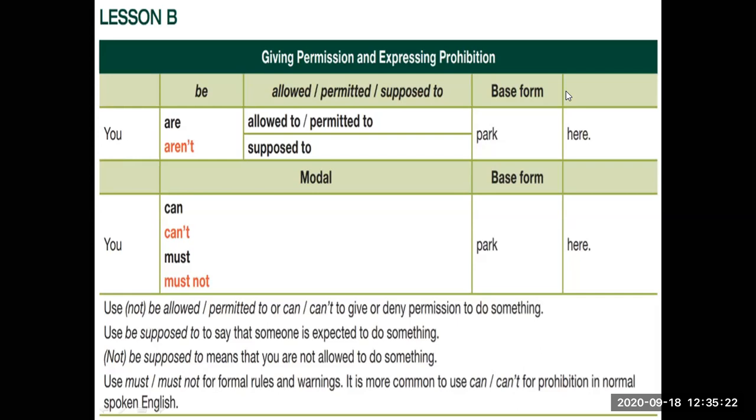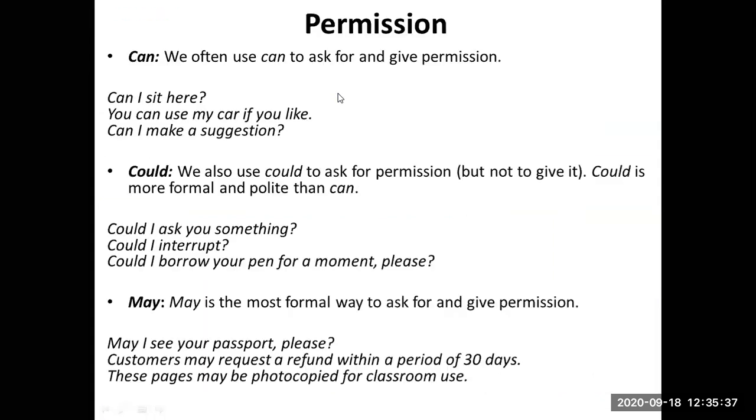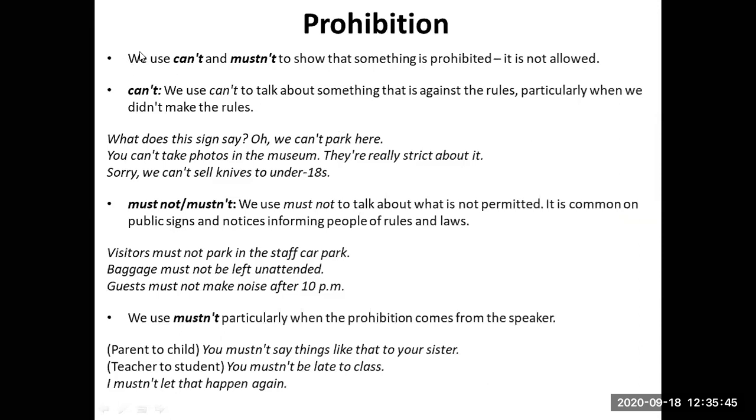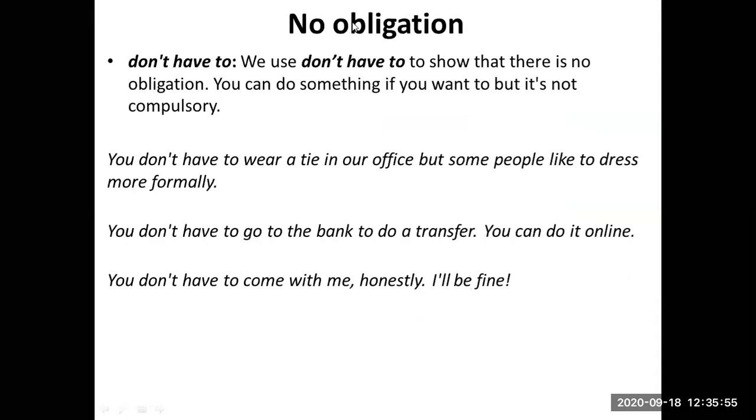If you have any question about this part, you can ask me through WhatsApp or via Gmail. Here you have more explanation. As you remember, we are only using the verb to be, can or must, but here I give you more examples. When you are expressing permission, you can use can, could, or may. When you are expressing prohibition, you can use can't or mustn't. When you are expressing obligation, you can use have to or must. And when you are expressing no obligation, don't have to.